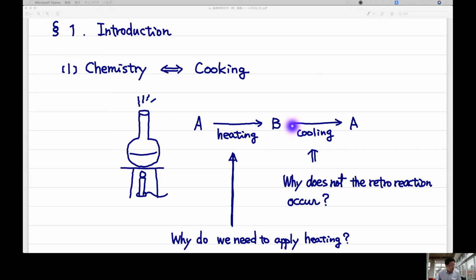And the question in your mind could be: why do we need to apply heating to obtain B? And why does the retro reaction not occur? We don't obtain A from B. So this chemical reaction is actually an irreversible process. This is very important.